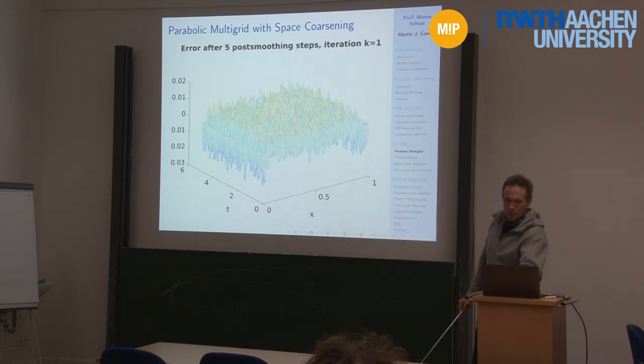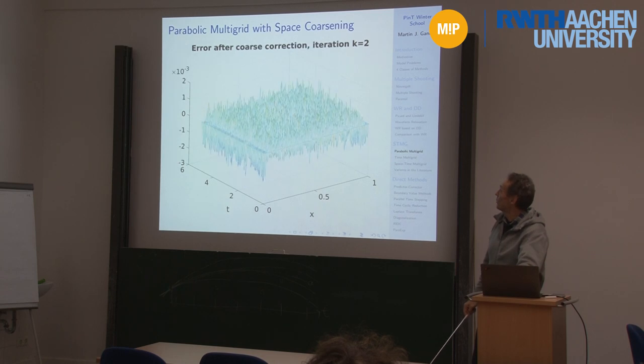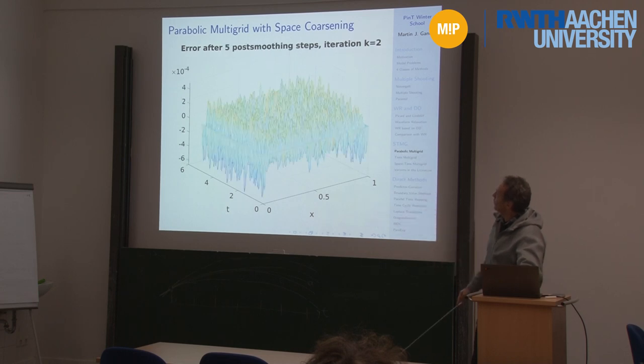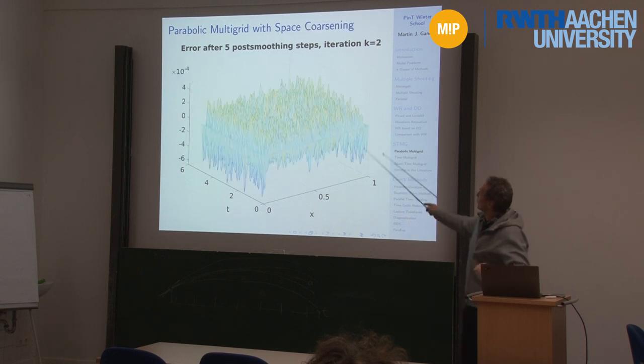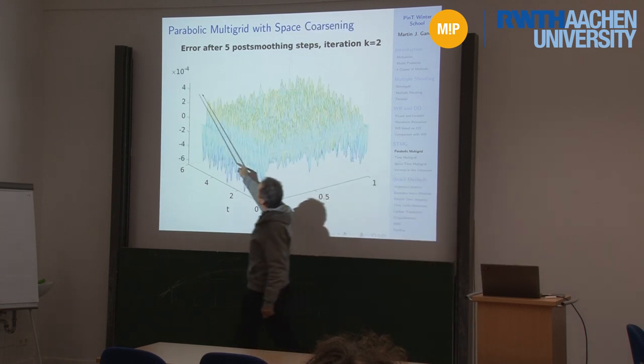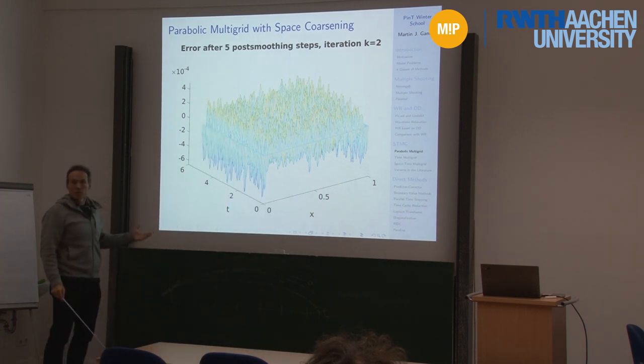So you have to do again smoothing steps, so you do smoothing. You do again a coarse correction. Now we are at 0.1. And then we continue. After the coarse correction, we're at 10 to the minus 3. We do again smoothing, post-smoothing. We do again pre-smoothing. So I get a reduction to 10 to the minus 4 in three two-grid iterations. That method works. So the error goes down very fast.